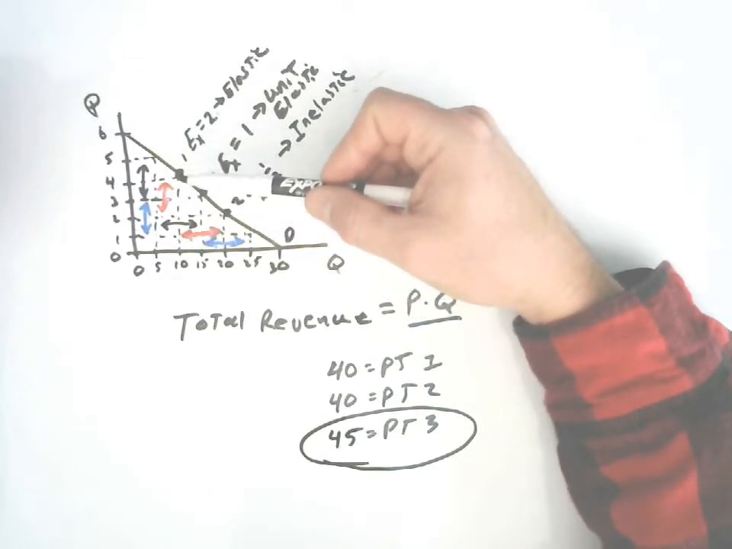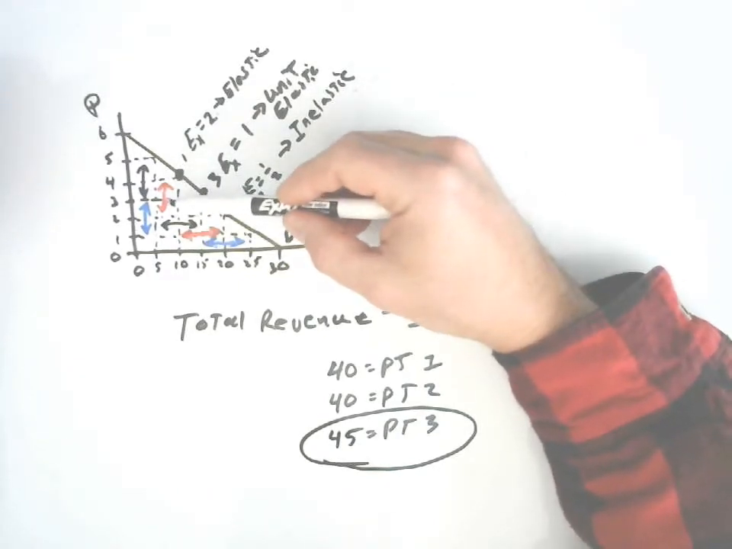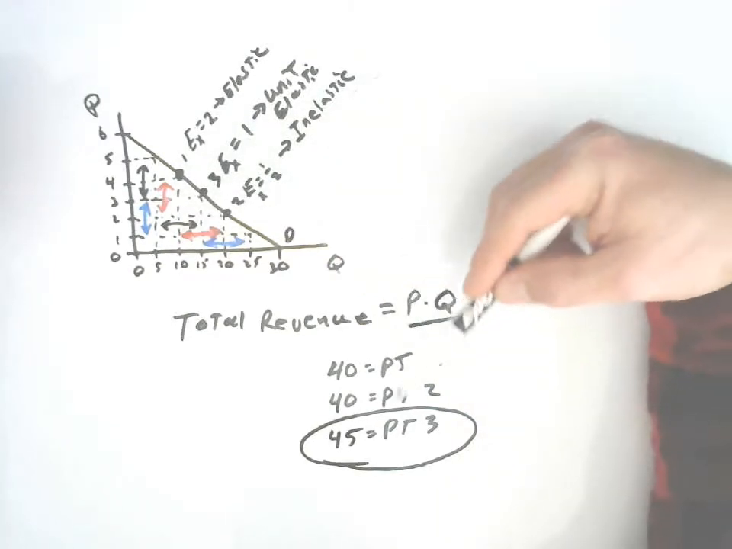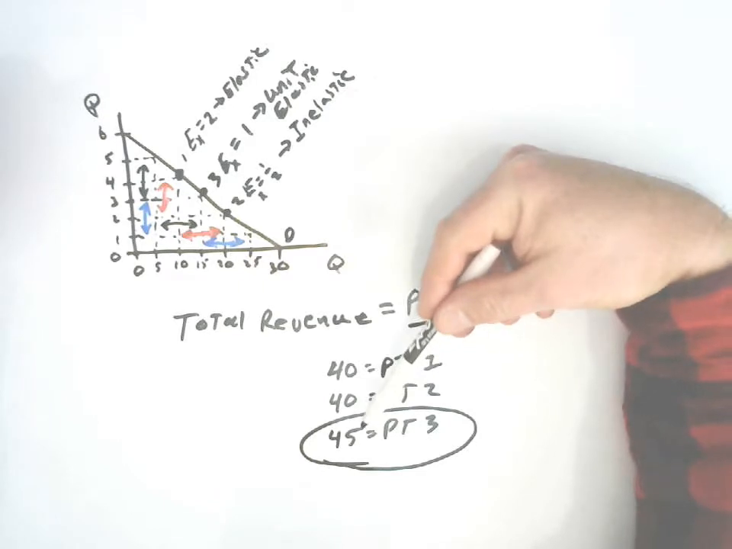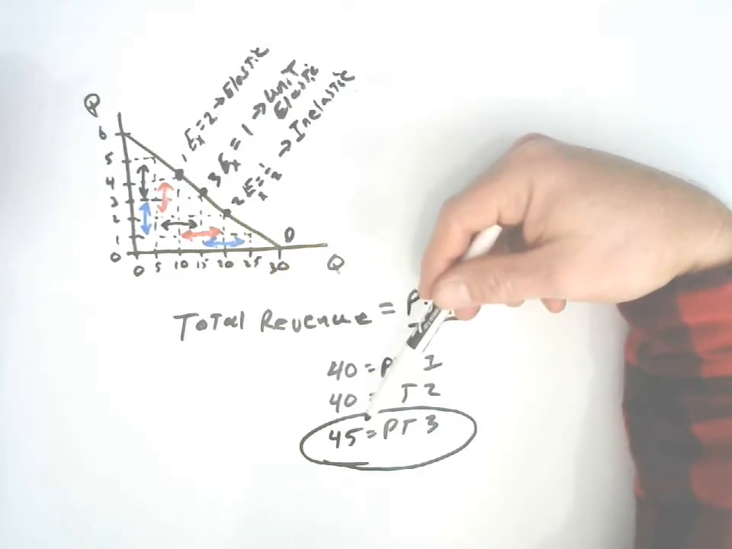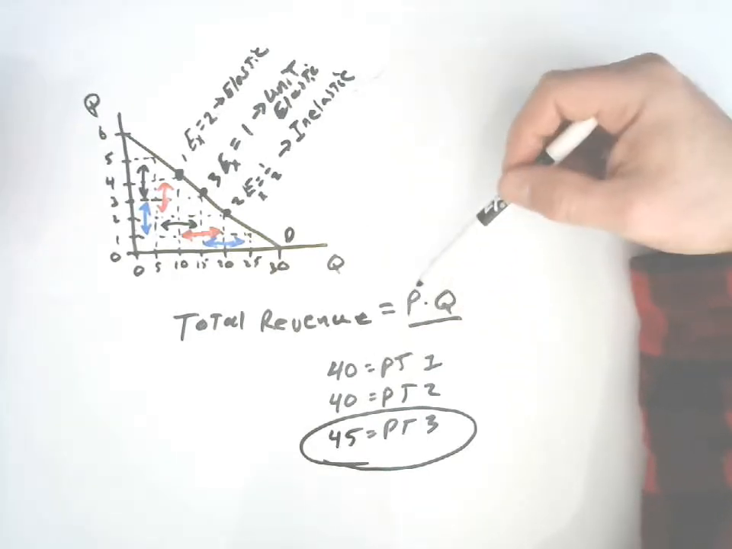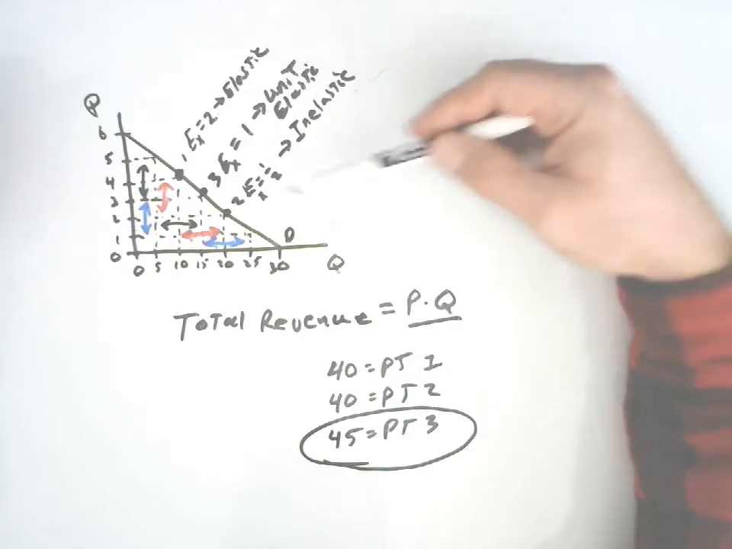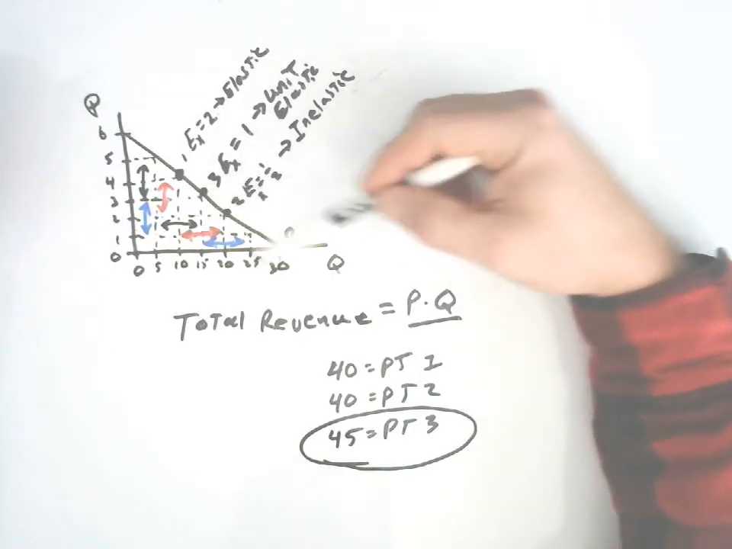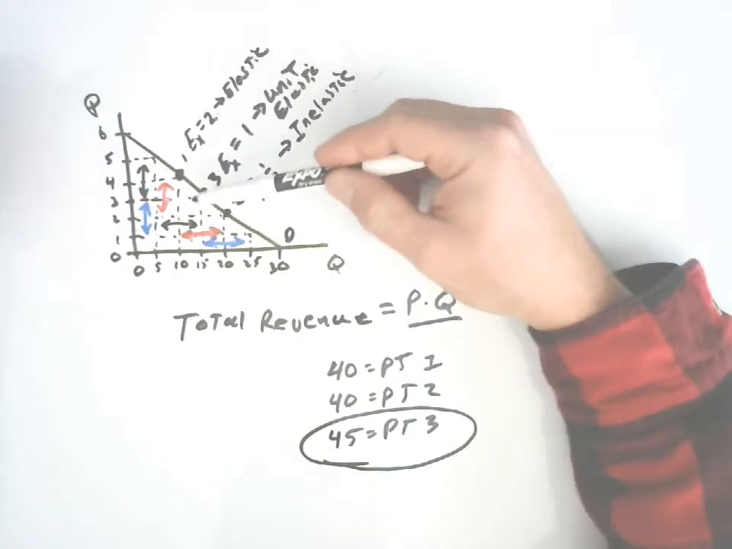Okay, let me repeat that. At that price of 3, total revenue is 45. It's higher there than at any other price level. Meaning that total revenue, or the amount of cash I cram into the cash register given the price of my product, is largest at a price of 3.